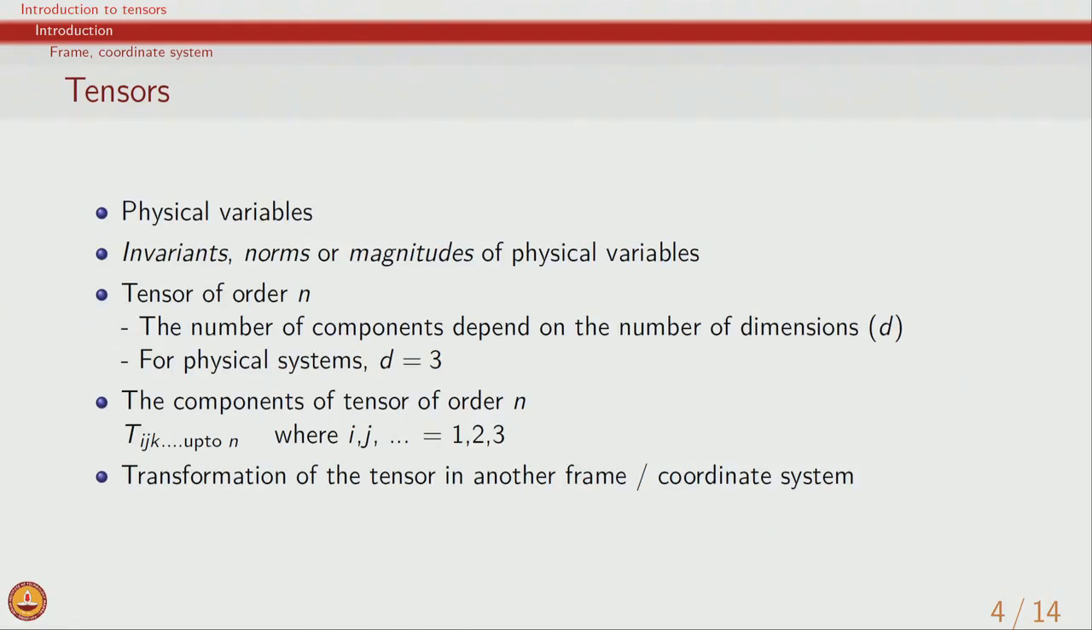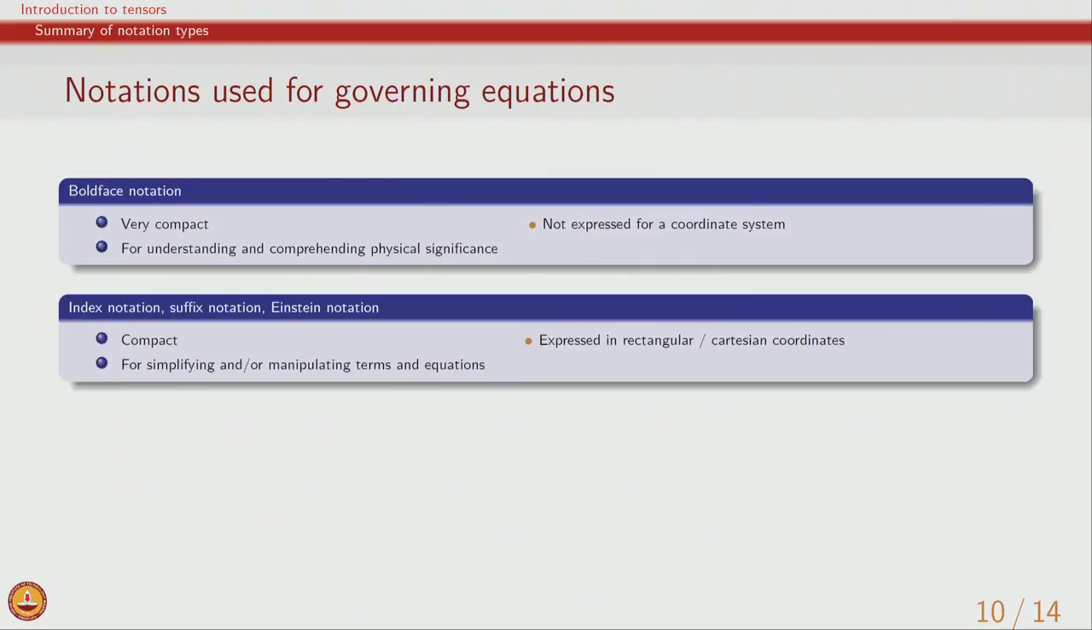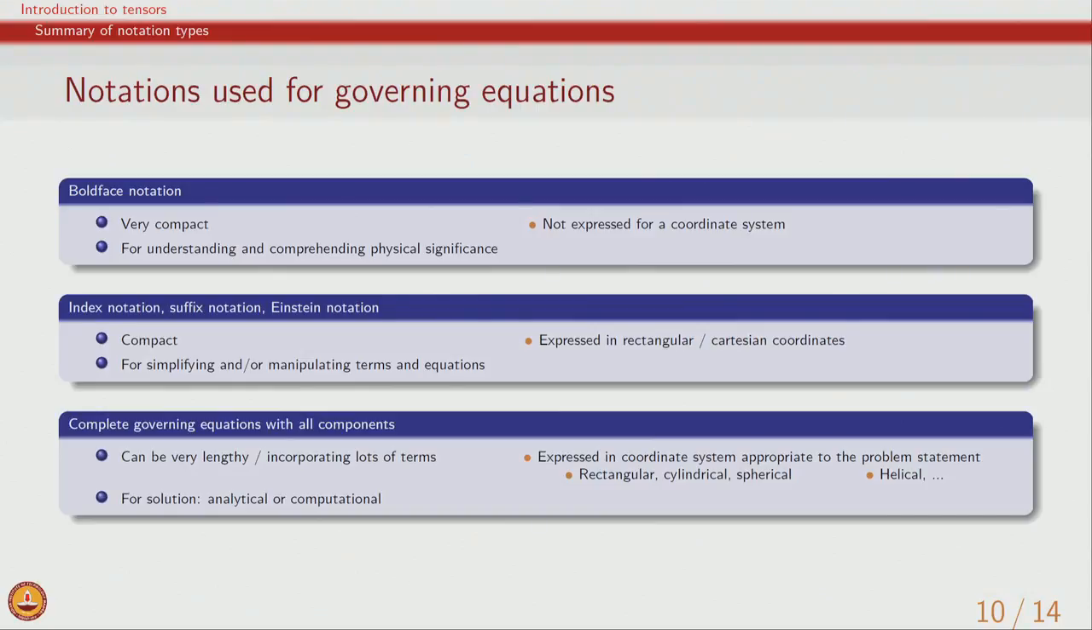and the overall framework that we are following in terms of describing vector and tensor quantities is in terms of three different notations. We use boldface notation if we want compactness and an understanding of physical significance, and of course, this is not expressed for a specific coordinate system. When we use index notation, it is compact and easy for manipulating terms and equations and simplifying them, and these are generally expressed only in Cartesian coordinates.